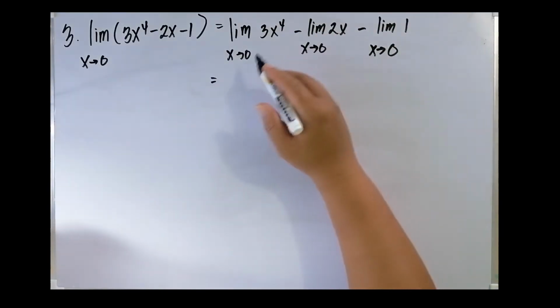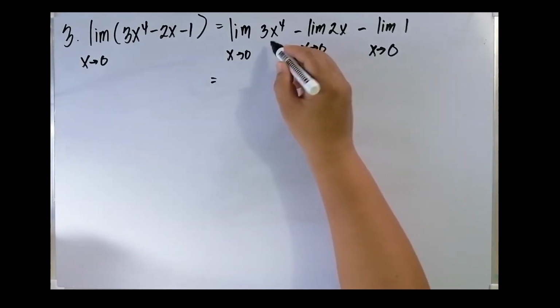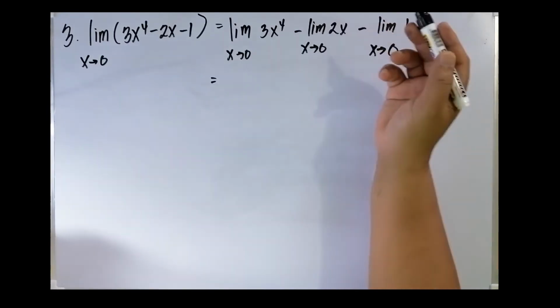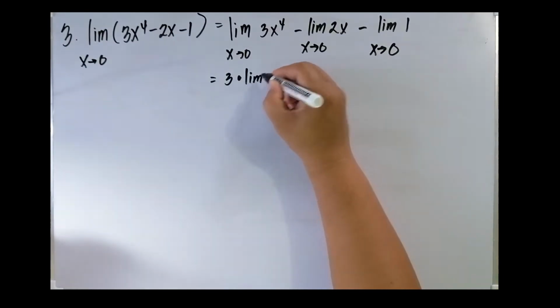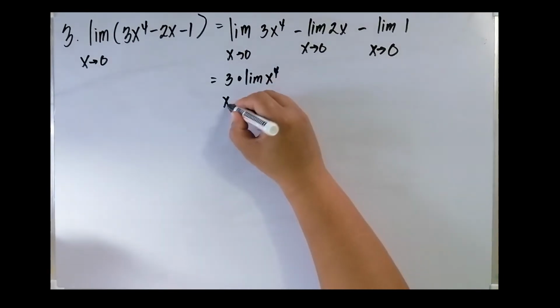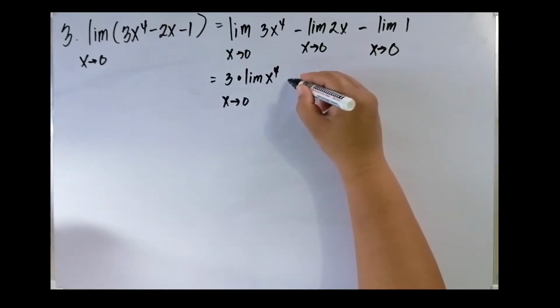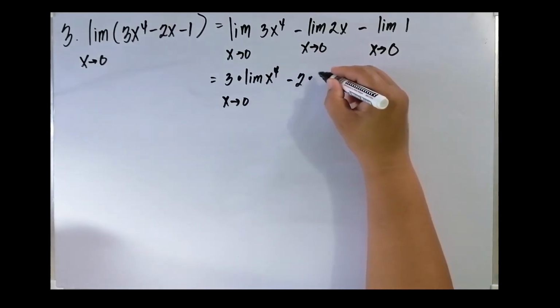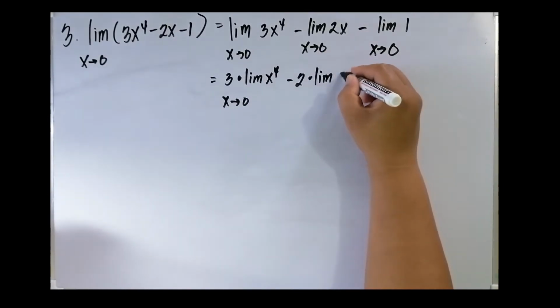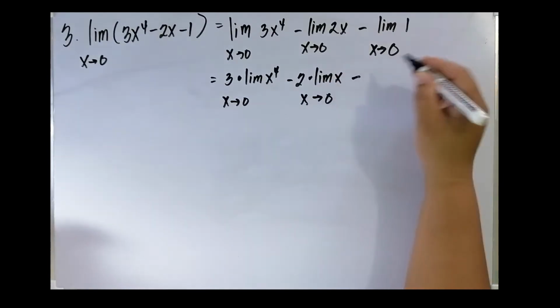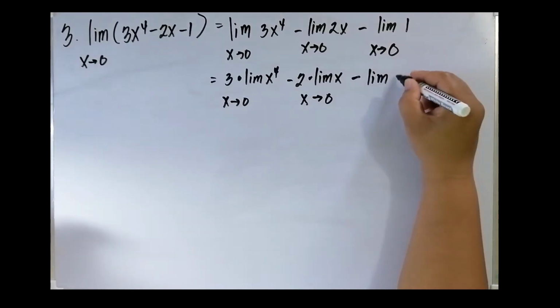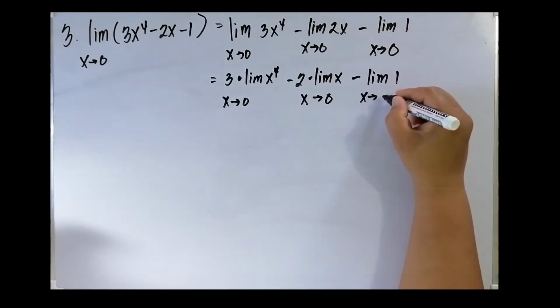Next is gagamitan natin ng constant multiple dito sa 3x raised to 4 and 2x. So we have 3 times the limit of x raised to 4 as x approaches 0 minus 2 times the limit of x as x approaches 0 minus the limit of 1 as x approaches 0.